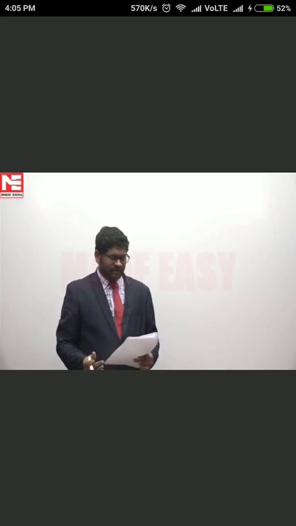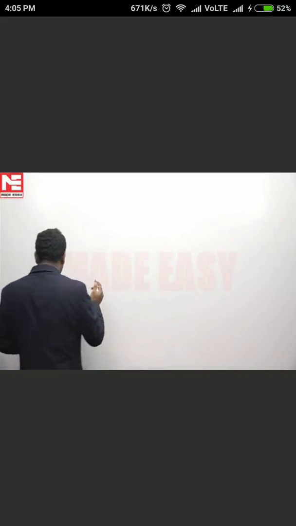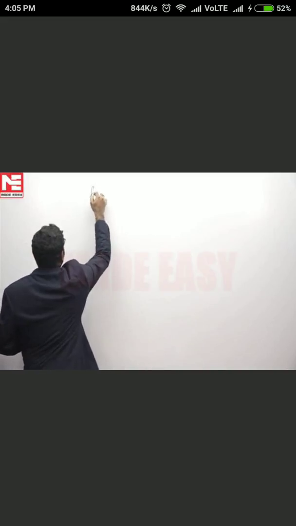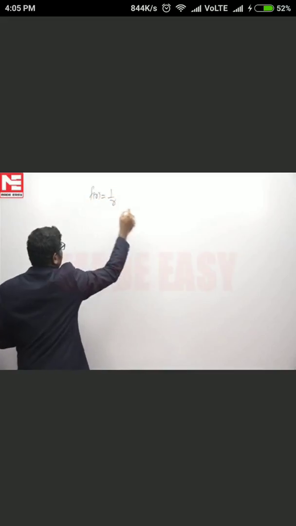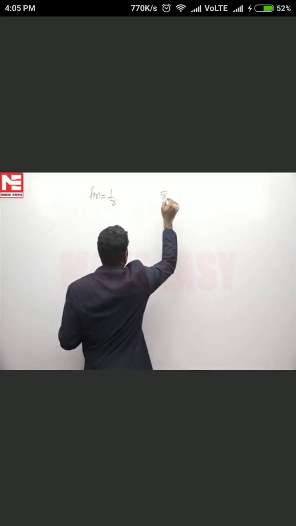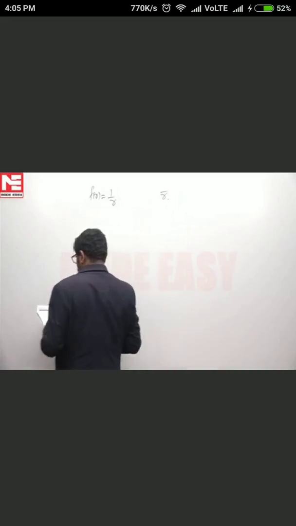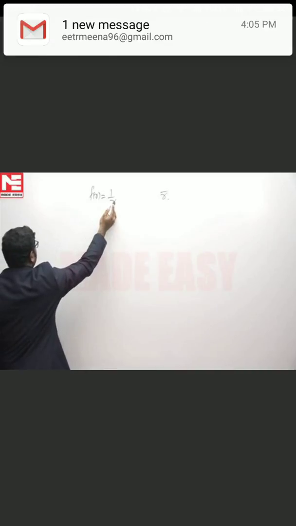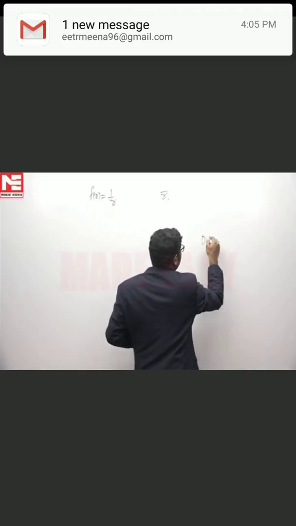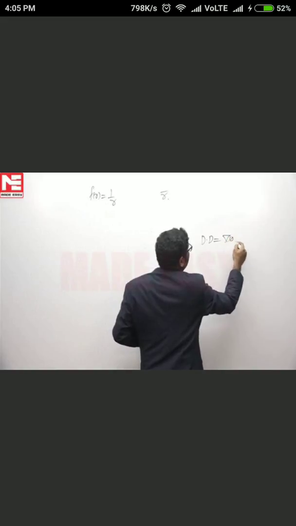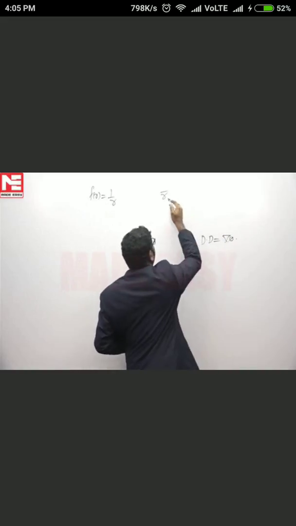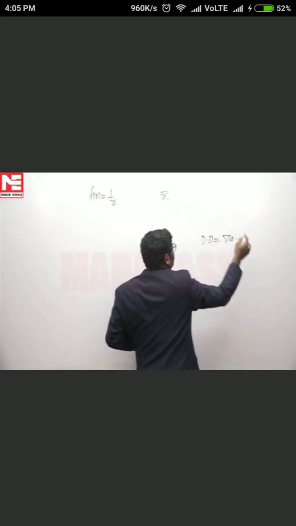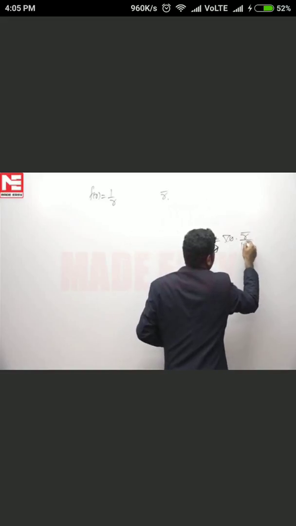In this problem, we have to find out the directional derivative of 1 by r in the direction of r bar. Now, we have to find the directional derivative of 1 by r. So, phi is 1 by r. The directional derivative is nothing but grad phi dot a bar by mod a bar. A bar is nothing but r bar by mod r bar.